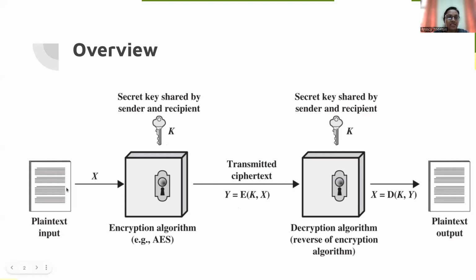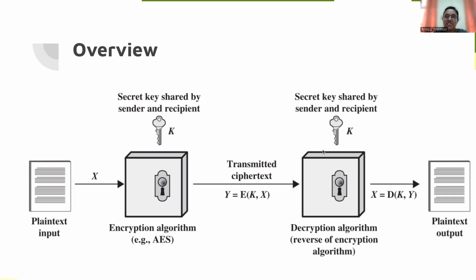So there is a plain text and using some encryption algorithm, a particular secret key K is used to convert into the encrypted form of the plain text. So encryption using the key K and the plain text X will give you the ciphertext Y. This is sent to the receiver.